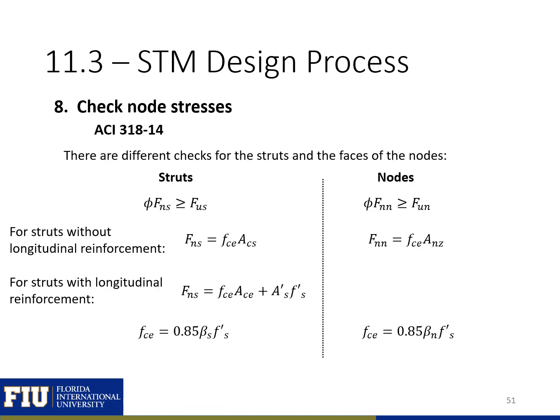ACI 318-14 has similar strut and node checks. In AASHTO, you only need to check the nodes and the stresses in the nodes. In ACI, you need to check both the strut and node stresses. So you can see that we have different equations for struts with and without longitudinal reinforcement. And we also have an expression for our effective concrete strength for our struts, where we have a beta S factor, and for our nodes, where we have a beta N factor.